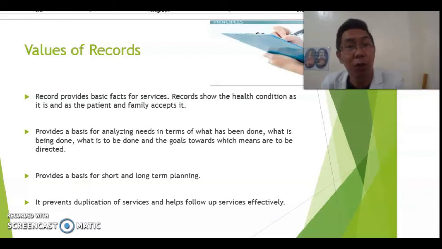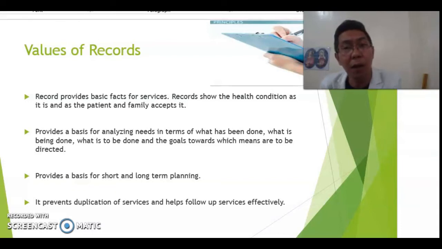Okay, so of course, as I have mentioned, records are the basis for short and long-term planning. How long are you going to provide the services to the patient? The records will provide us with that, so that we can easily draft plans for the services that we are going to give.